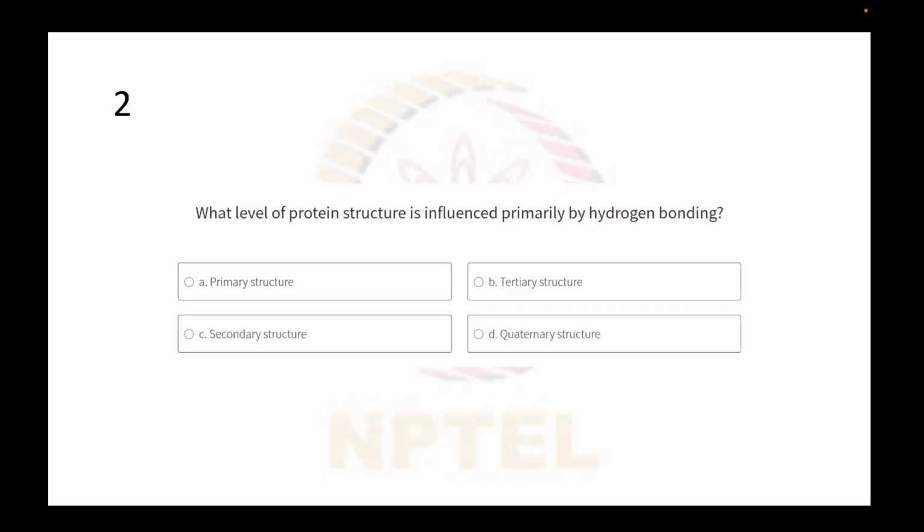Okay, I see some answers telling secondary structure. So what are the secondary structures that we widely hear or see in protein structures? Names of the secondary structures. Alpha helix and beta pleated sheets. Secondary structures are primarily influenced by the hydrogen bonding pattern among themselves or with the other secondary structures.